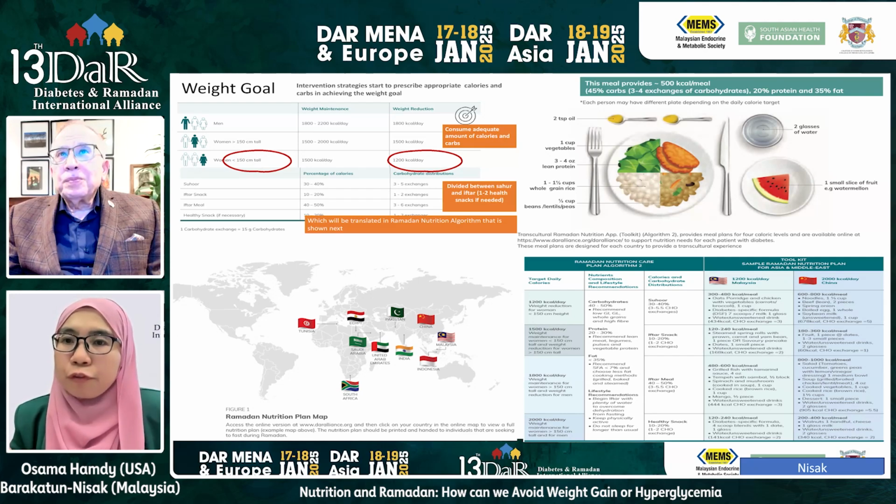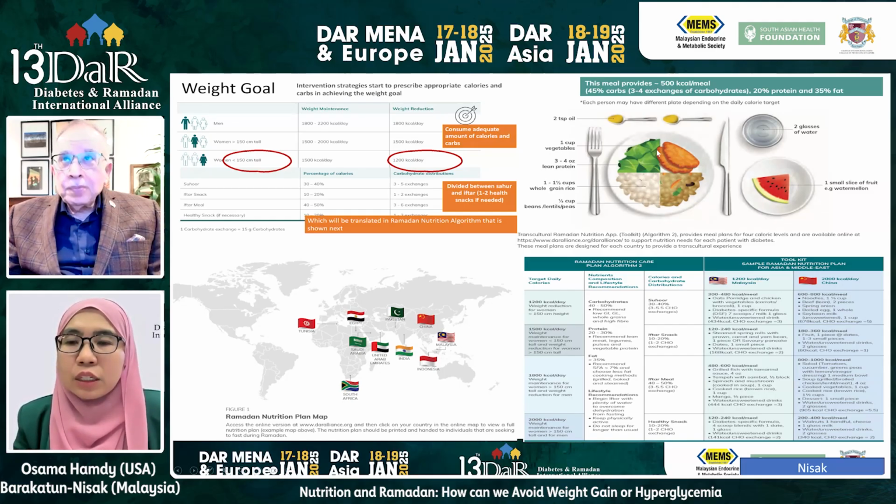Half of the plate comes from non-starchy vegetables, and a quarter comes from lean protein, including plant-based protein, like what Dr. Hamdi just visualized about the beans. This is a good source of protein, not only low in fat, but also high in fiber.